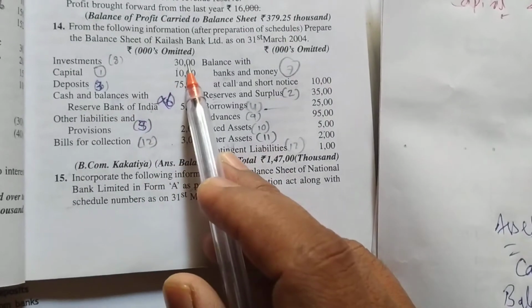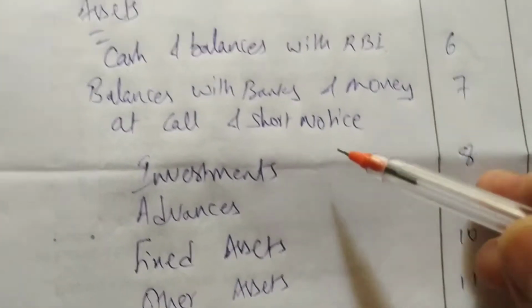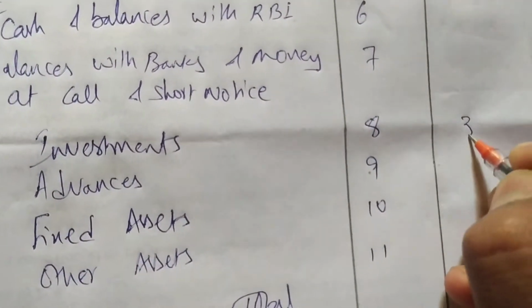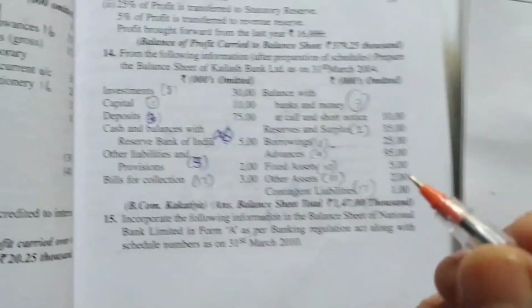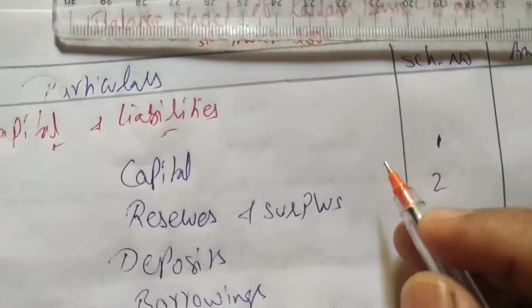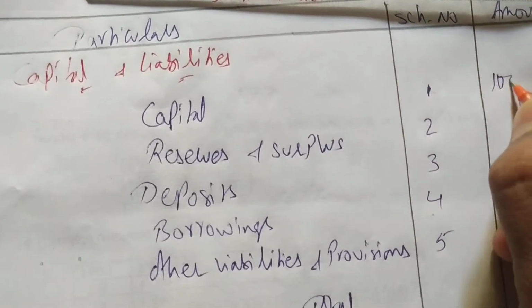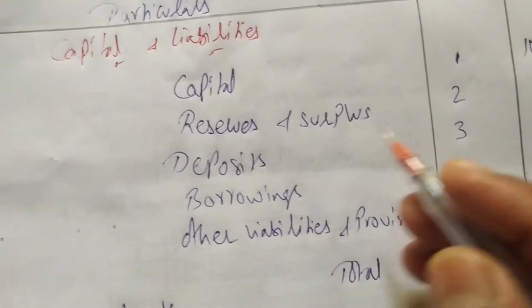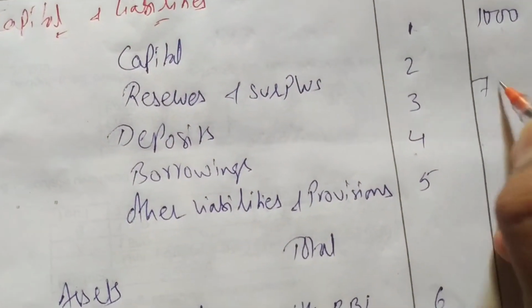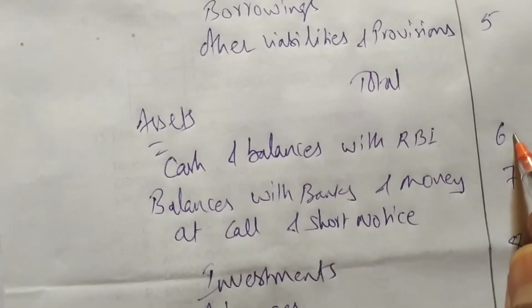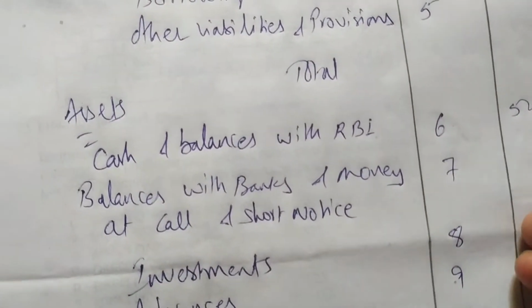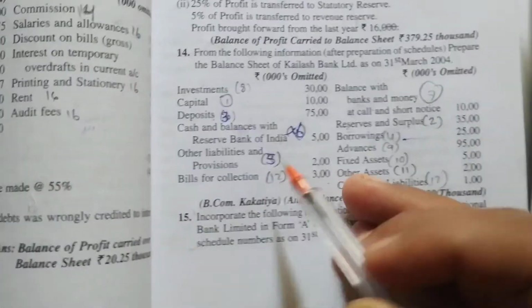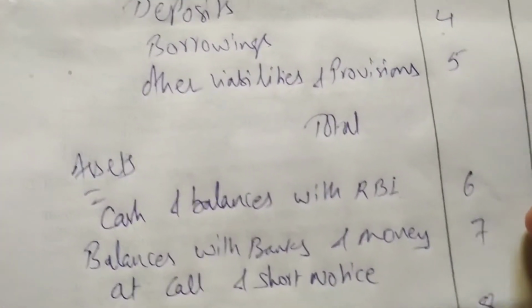So first item is investment 3,000. We know investment will be in the assets. We'll come in front of investment and write 3,000. Next, after investment we are having capital. In front of capital we'll write 1,000. After that we are having deposits 75,000, so we'll write 7,500. Next, cash and balance with RBI, Reserve Bank of India, 500. After that we are having other liabilities and provisions 200.